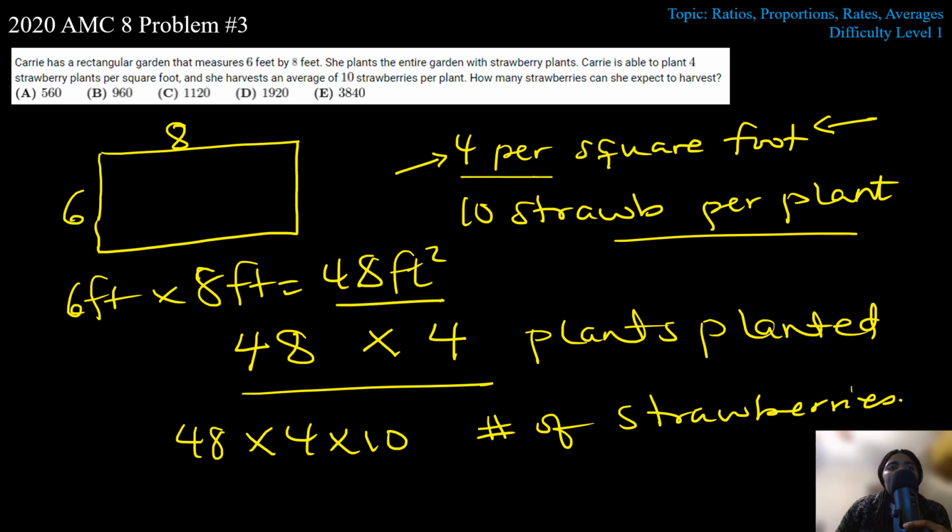So 48 times 4, that's going to give us 96 times 2, so that's going to give us 192, and then times the 10, there's a 0. So you get 1920, which is D. Yep.